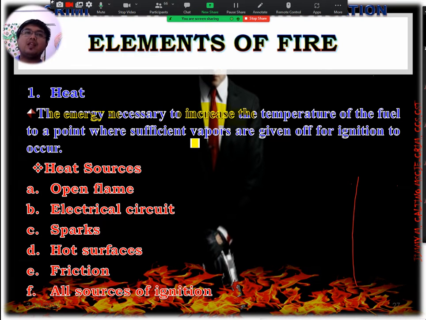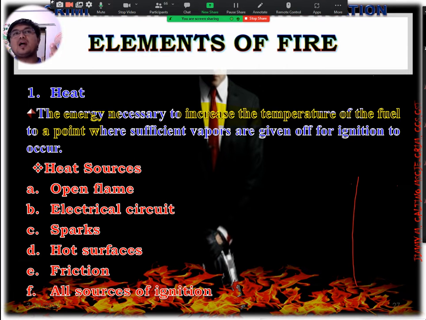So anong ginagawa natin? We usually increase the temperature. Painitin natin ng painitin yung temperature ng fuel. Again, when you say fuel, this is the combustible matter, yung mga bagay na gusto nyo sunugin. So, papainitin yung fuel hanggang umabot siya sa point. Ano ulit yung point na yon na sinasabi natin? Ito yung ignition point. Pag gusto mo na masindihan yan, paiinitan mo para umabot siya sa point. Anong point yon? Ignition point, sabi natin.